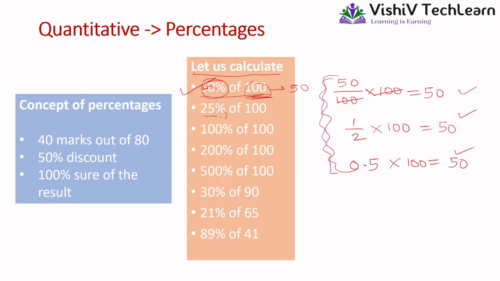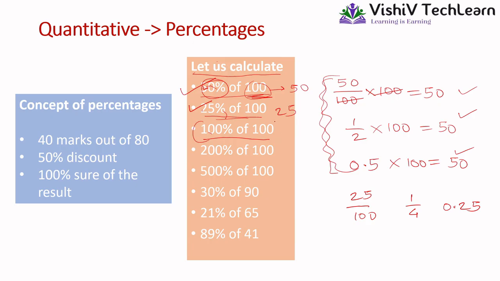Similarly, if we are talking about 25%, 25% is nothing but 1 by 4, or it can be 0.25. Any method we can use to calculate this. So 25% of 100 will be 25. Then 100% of 100. Now many of the learners, many of the students get confused here.